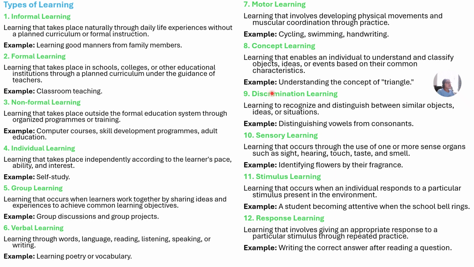Then concept learning. Okay, learning that enables an individual to understand the concept. Okay, understand and classify various objects, ideas based on their common characteristics. Okay, that means he will learn the concept of that particular topic. Okay, understanding the concept of the triangle. Okay, then discrimination learning. Okay, learning to distinguish between similar objects, ideas, and situations. Example, distinguishing between vowels and consonants.